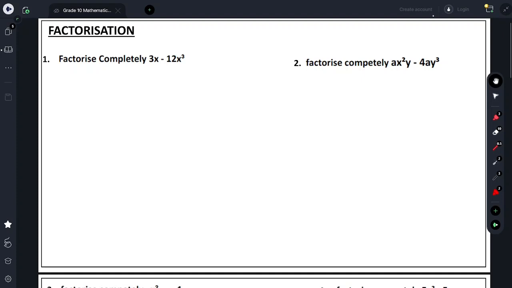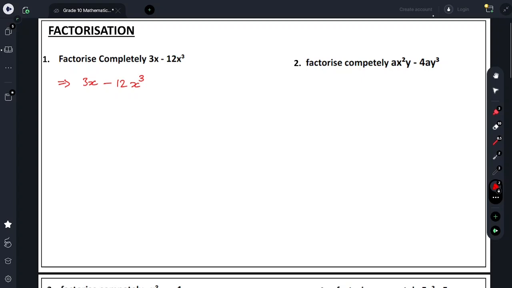So remember, to factorize means you are looking for a common factor between two terms, and then you put aside the common factor like this. For instance, this question asks us to factorize completely 3x minus 12x cubed. So you rewrite first 3x, then minus 12x to power 3. You check between these two terms, the 3x and the 12x to power 3, what is common.